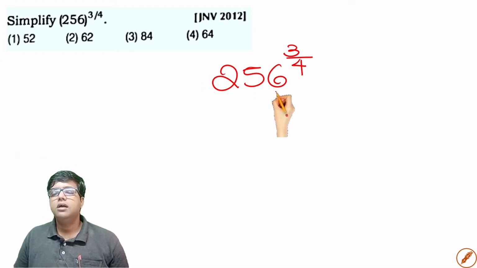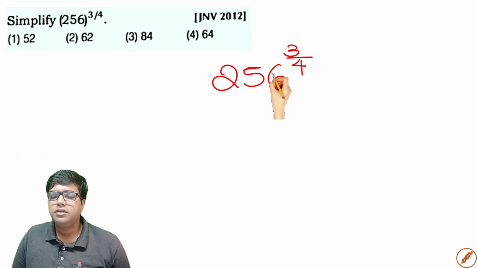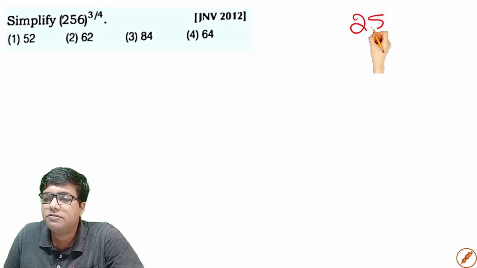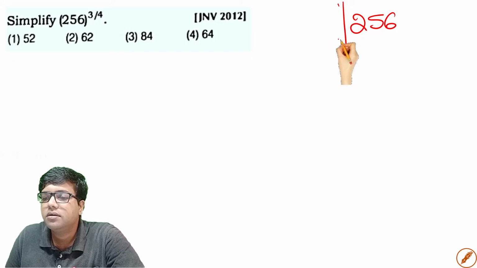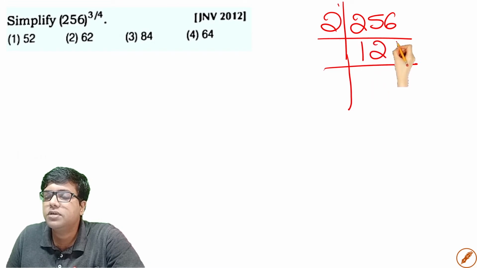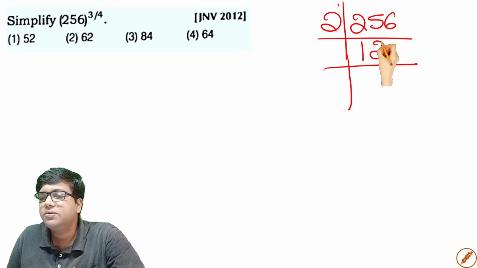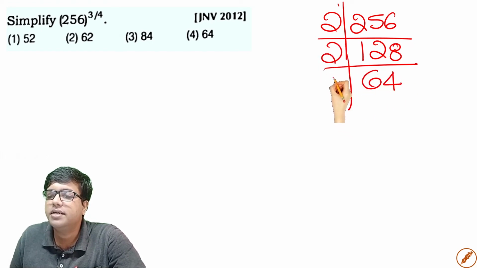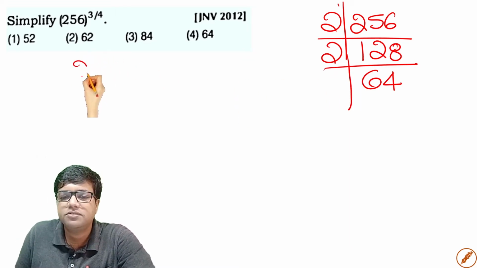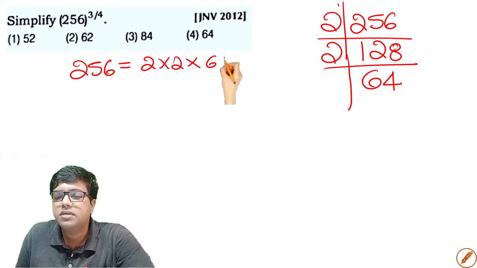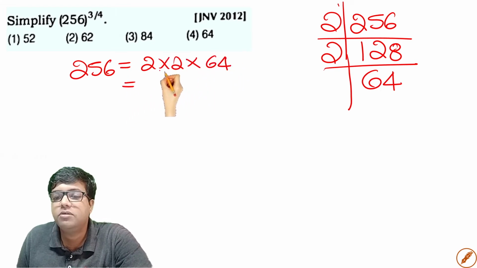This is the question. But before finding this out, let us prime factorize 256. 2 1s are 2, 2 2s are 4, 2 2s are 4, 2 8s are 16, 2 6s are 12, 2 4s are 8. Okay, I think this is enough. 256 is equal to 2 into 2 into 64. I will explain why I am writing this.